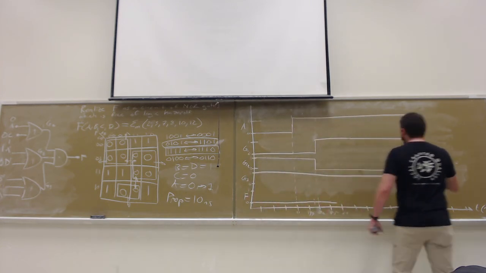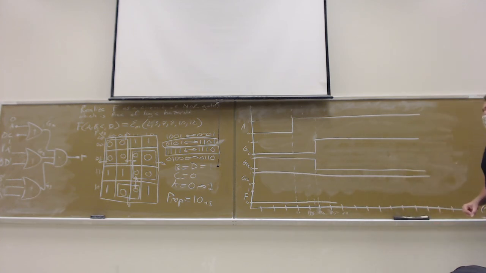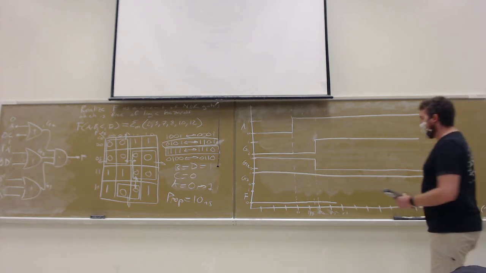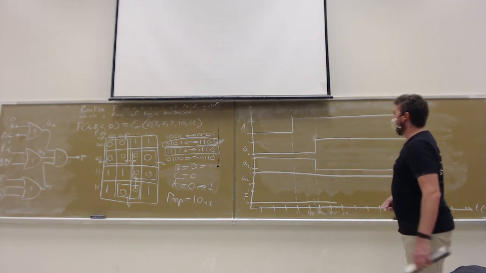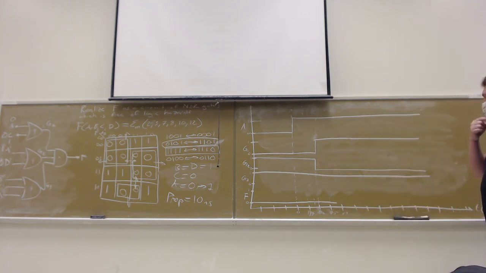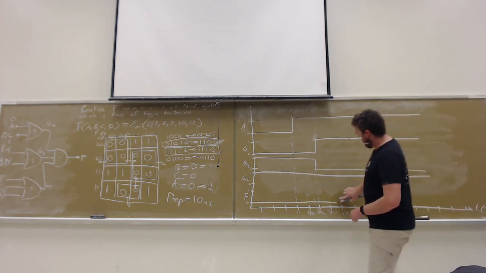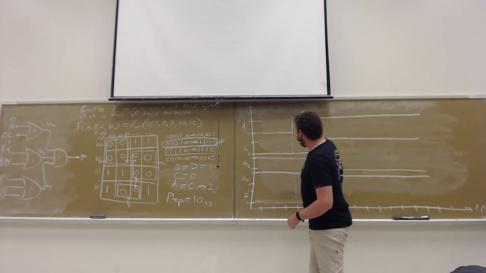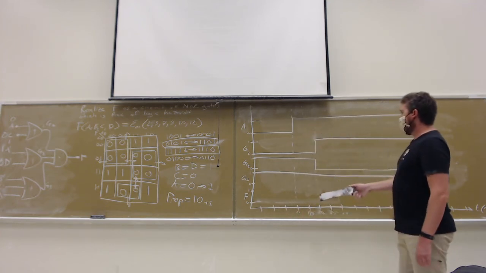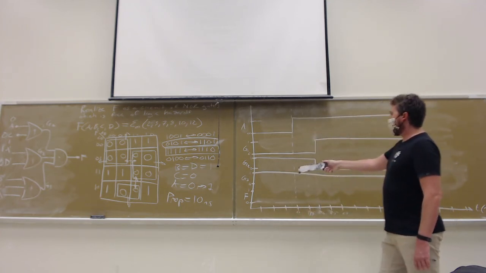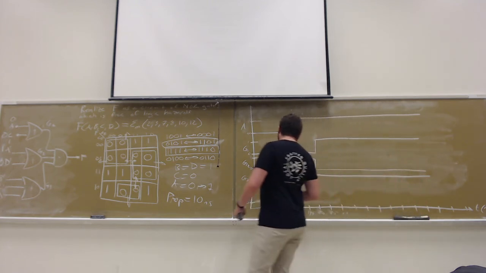Are we not plotting the time for the not gates? No, we're not. No. I'm wondering. And F, of course, is going to do what? It's going to start at 0, right? Because it's got 1 and 1 and 0. And it's going to stay at 0.